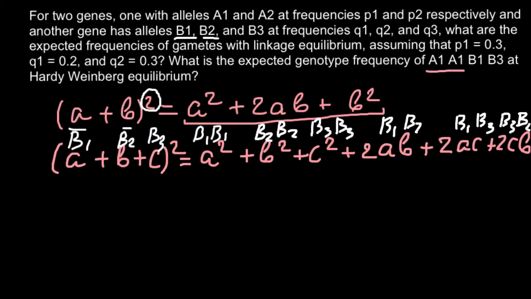So this is enough information for us. According to our problem, A squared represents the frequency of the genotype that is A1, A1.